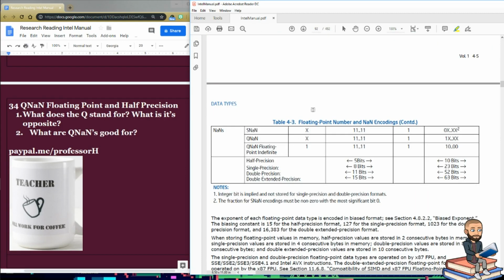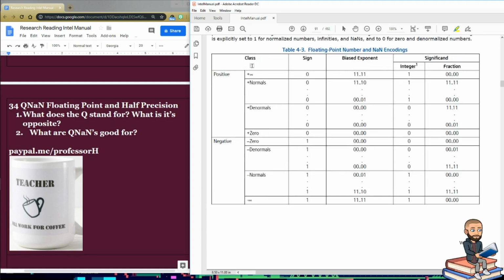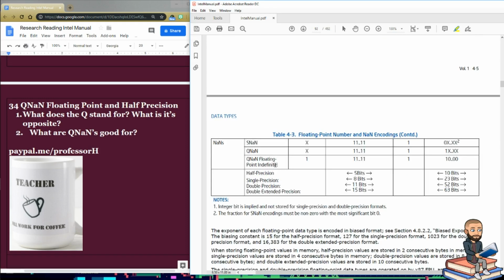So we went from page 103 all the way up to 92, and here it is, the QNaN floating point indefinite. They should have done that freezing the top row thing that I know you can do in Excel or Microsoft Access. But the top row, we got the sign bit, the biased exponent part, and then the significand part. So for a floating point indefinite, you got your sign bit set to 1. Here's the bias. This is your fraction part.